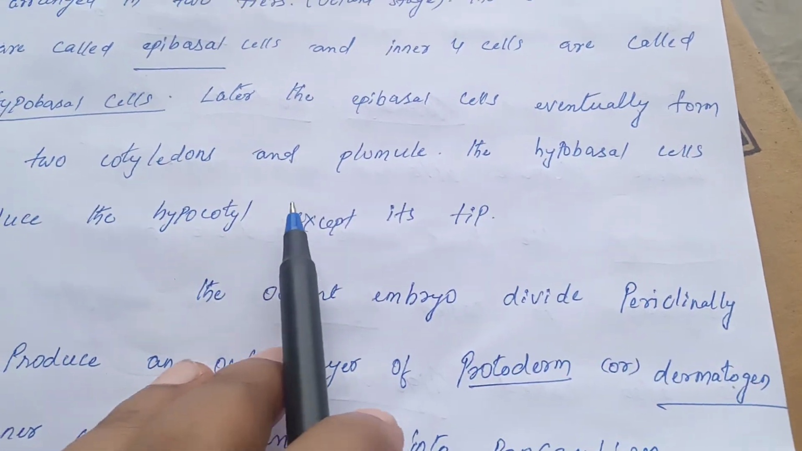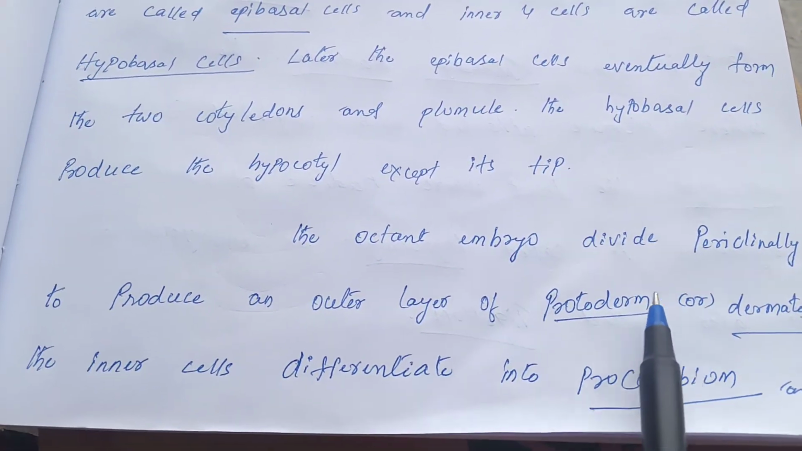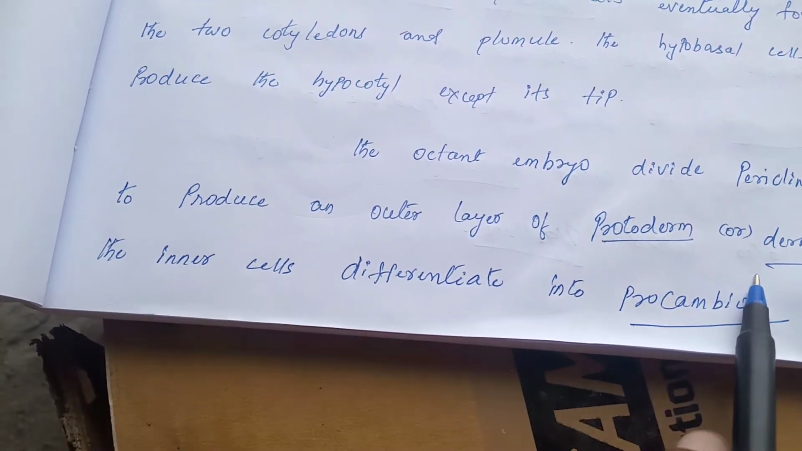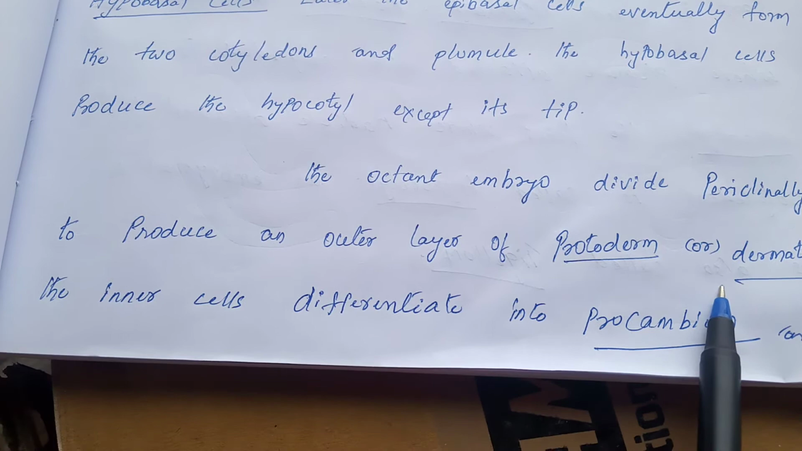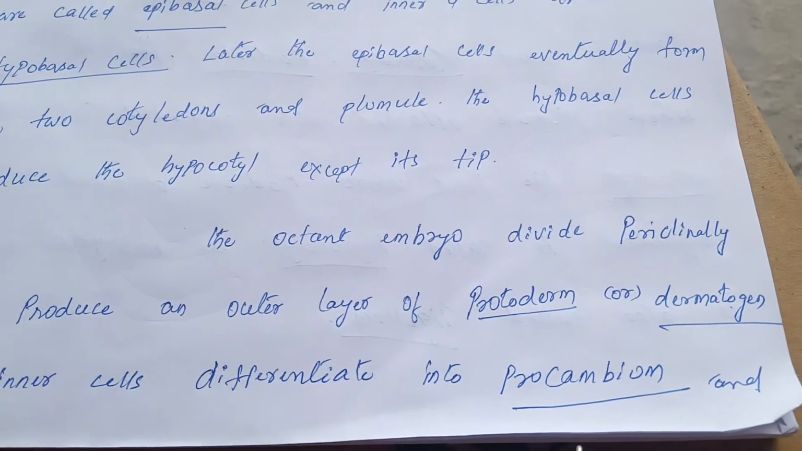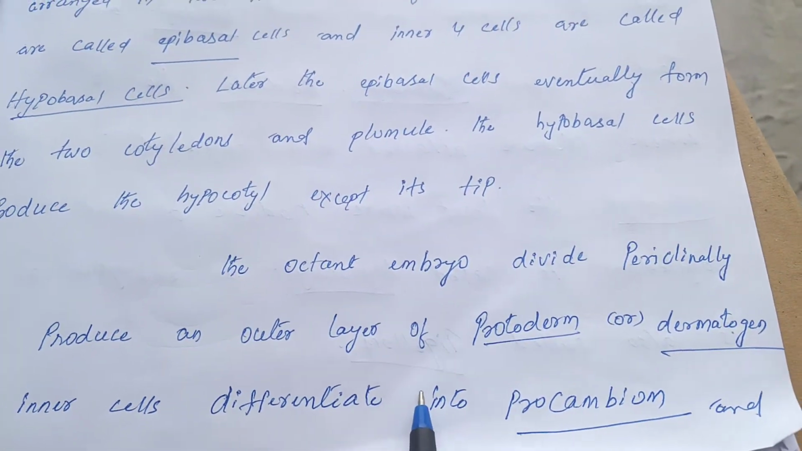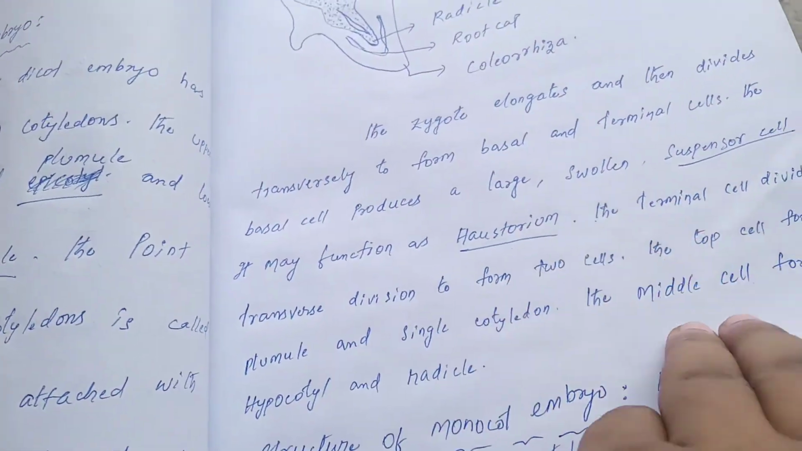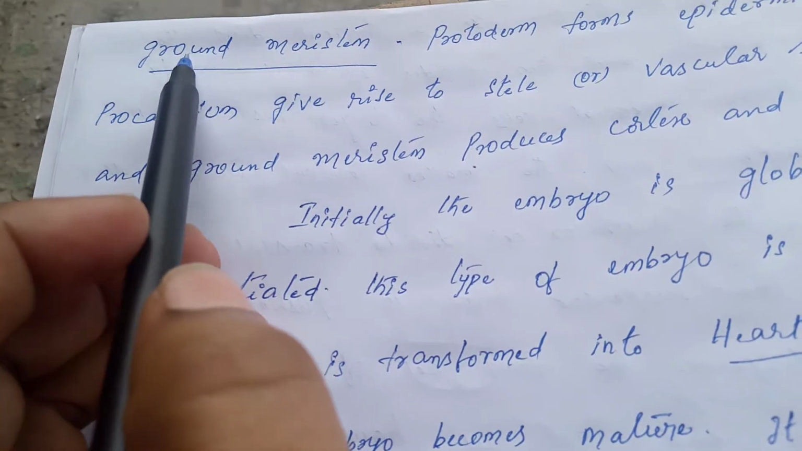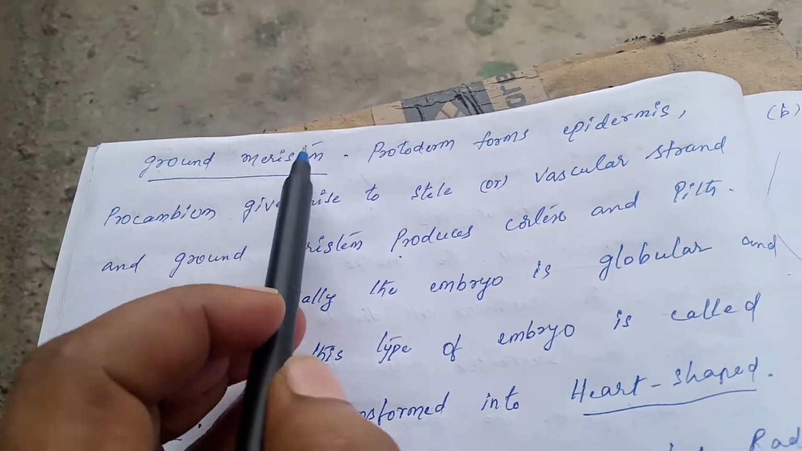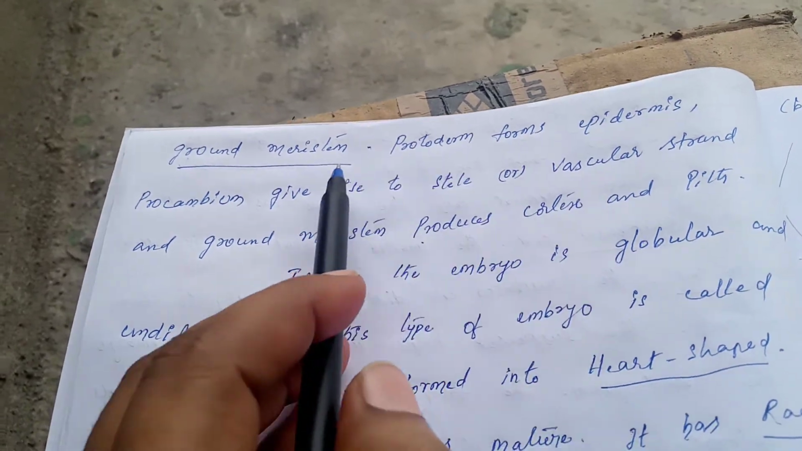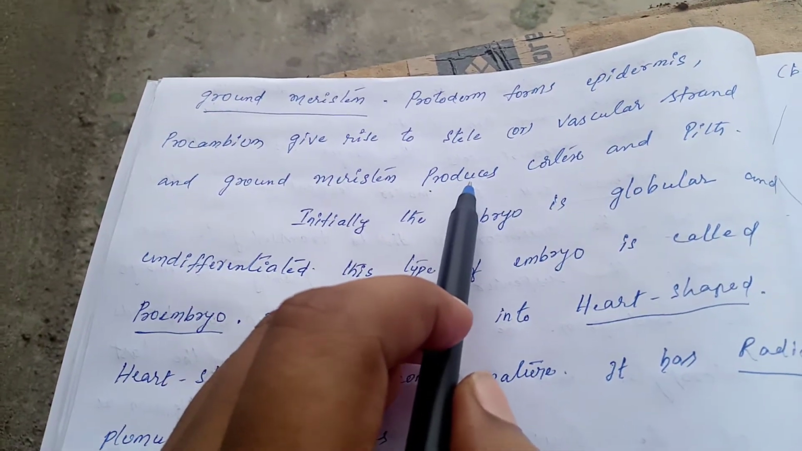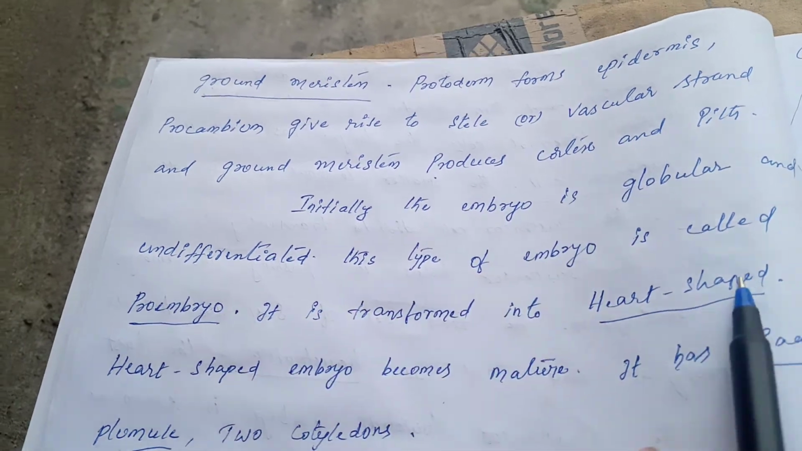Then the octant embryo divides periclinally to produce an outer layer of protoderm or dermatogen. Protoderm later gives rise to epidermis. Then the inner cells differentiate into procambium and ground meristem. Protoderm forms epidermis. Procambium gives rise to stele or vascular strands, and ground meristem produces cortex and pith.